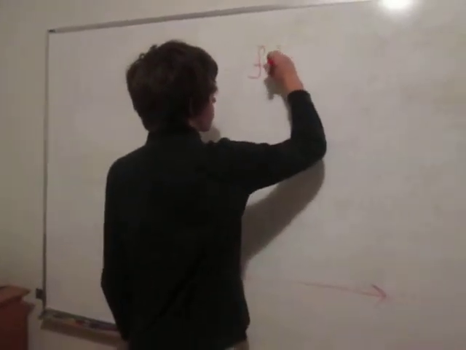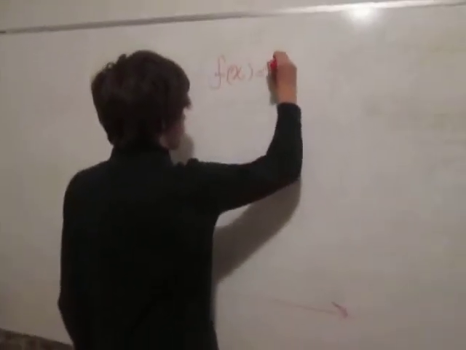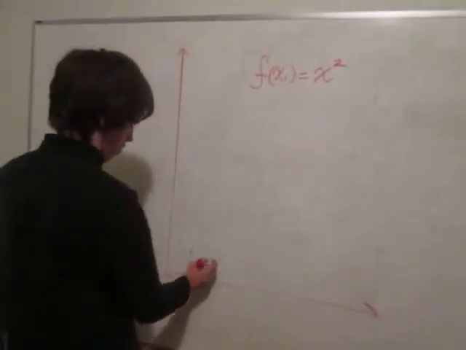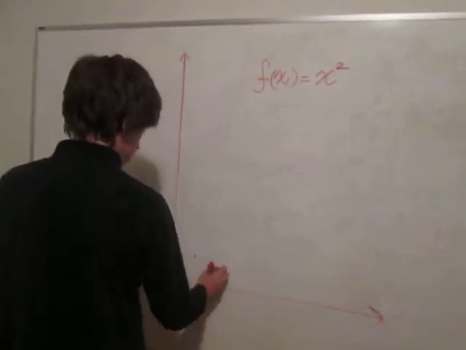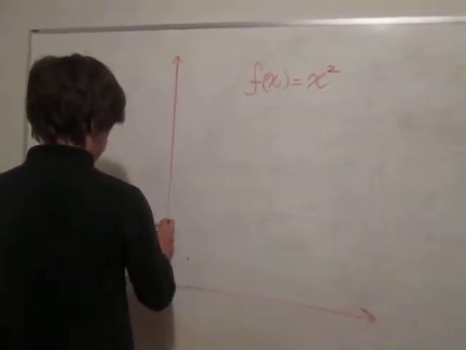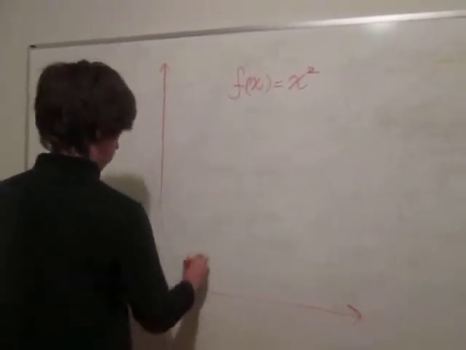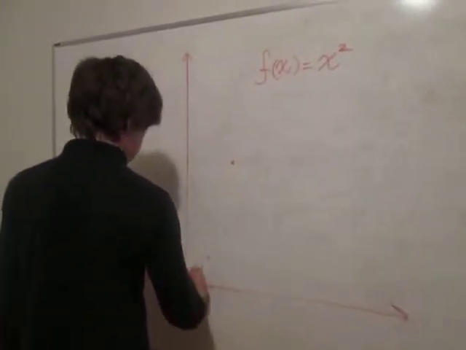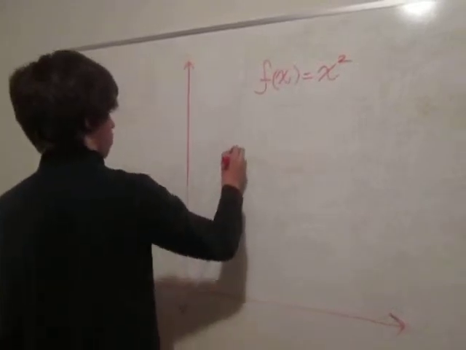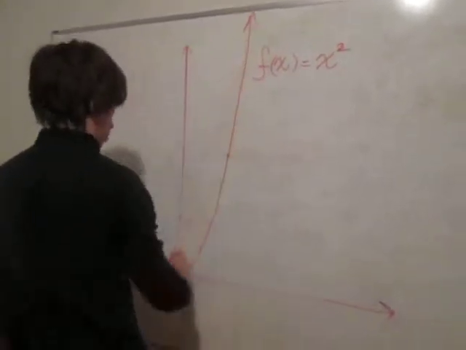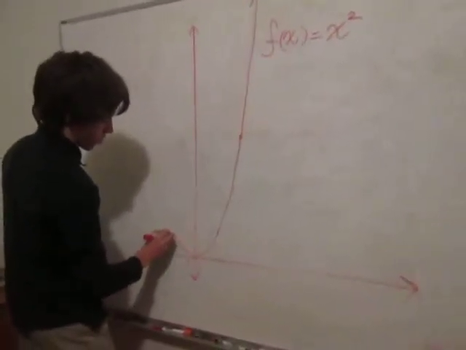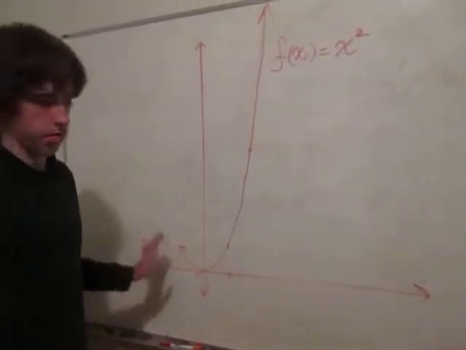f of x, our function, is equal to x squared. So we had, let's say, 1, 2, 3, 4. It's not that important. Let's just get a reasonable sense of things. Alright, so there's our function, and this goes back in the other direction, like this. We don't care about that direction right now.